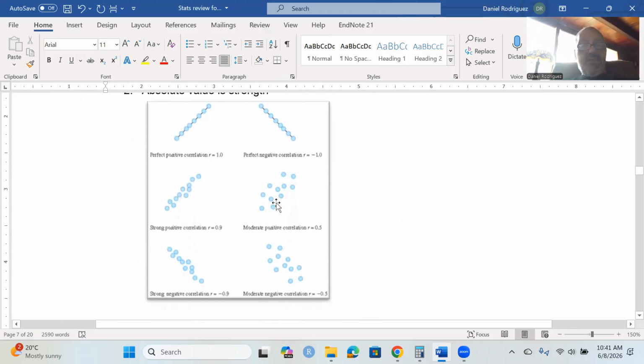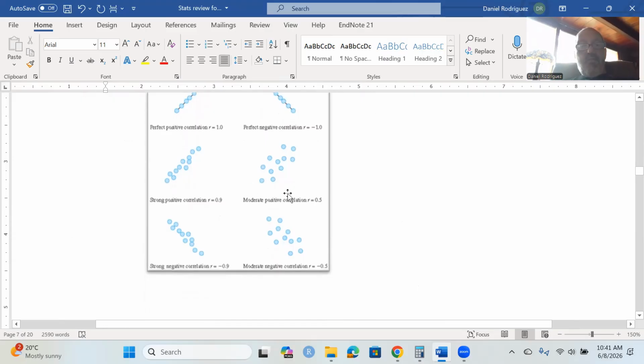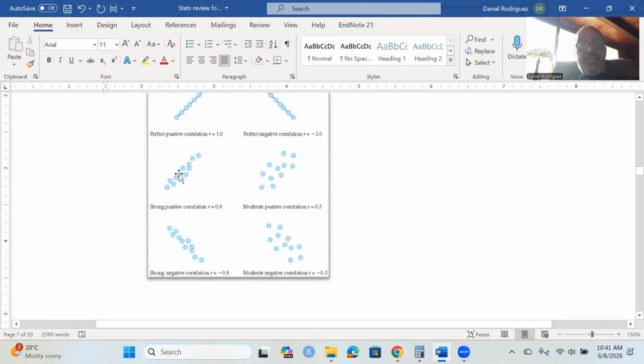This is a beautiful picture of different types of correlations. This is positive. Positive goes up from left to right. Negative goes down from left to right. And the amount of spread we have determines how strong our correlation is. When all the dots are on the line, we have a perfect correlation. As it gets spread out, the correlation gets lower and lower.